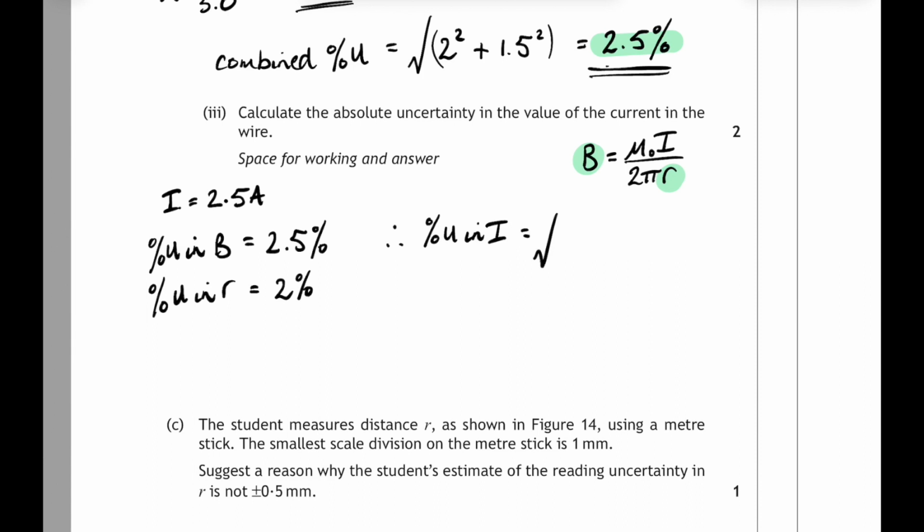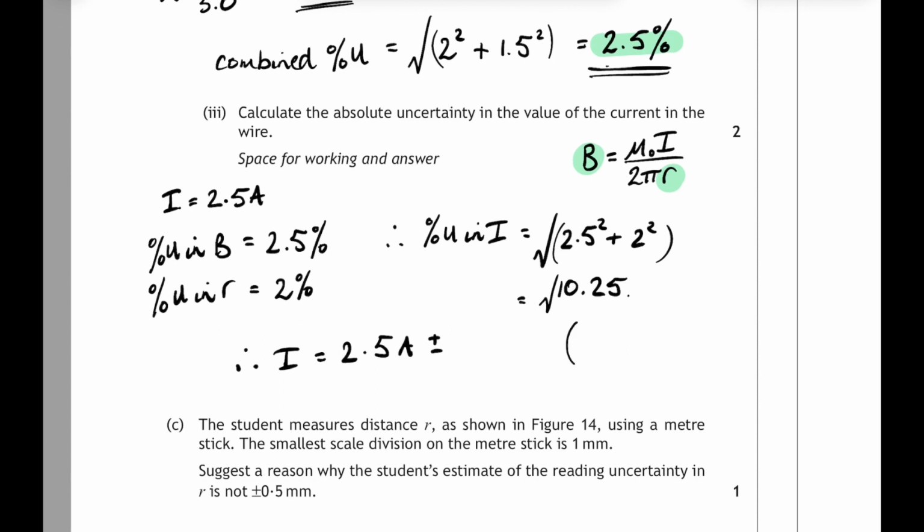So again, we're using the Pythagorean method, where we took our percentage uncertainties, square them, add them together, and then square root them. That gives you an answer of root 10.25. Now you could leave that like that, so your current, which was 2.5 amps, will be plus or minus root 10.25%. Let's work it out though, that's 3.2%. So the uncertainty is 3.2%, and 3.2% of 2.5 is 0.08 amps.